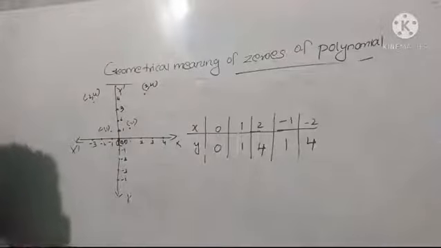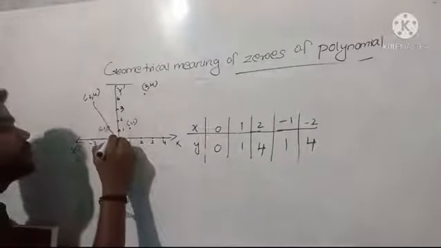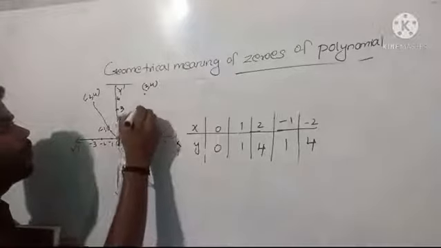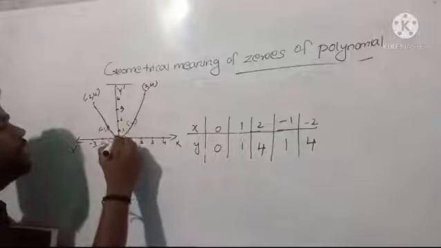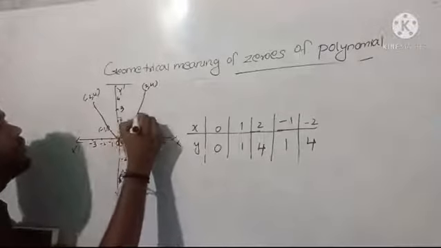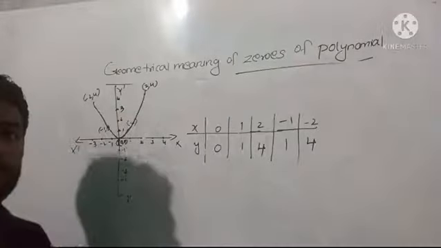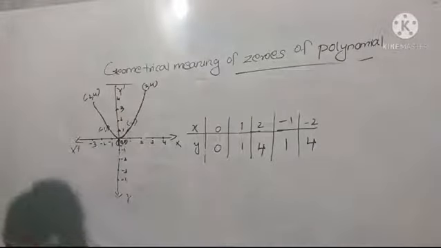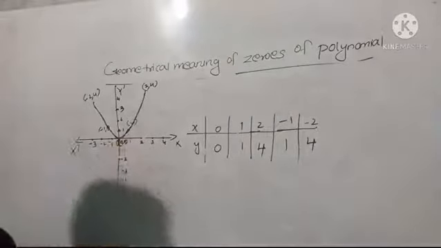Then after plotting these points and joining them, you will get a U-shape graph. It's not a straight line, it's a U-shape. So this graph we call a parabola.